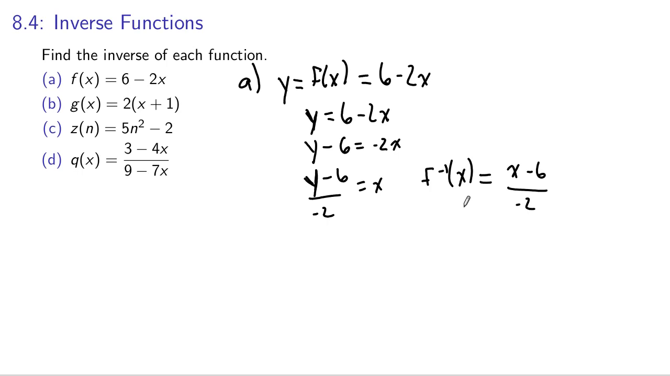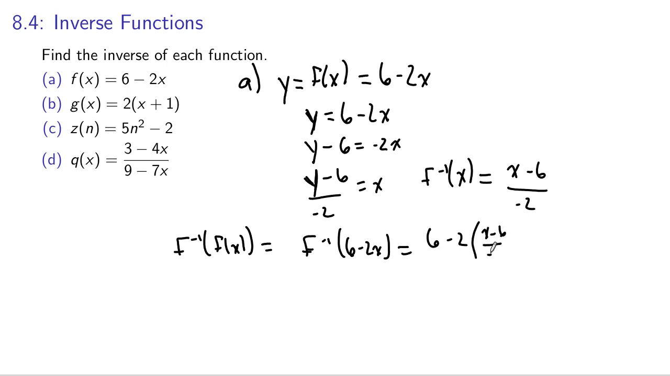You might say to me, prove it. Well, we can prove it by doing the composition. If I compose these two functions, I better get back x. The inverse rule was x minus 6 over -2. Let's first start with the inner function. f of x is 6 minus 2x. So we have the inverse function of 6 minus 2x. Plugging this in when we see the x placeholder in the inverse function, we have 6 minus 2 times x minus 6 over -2.